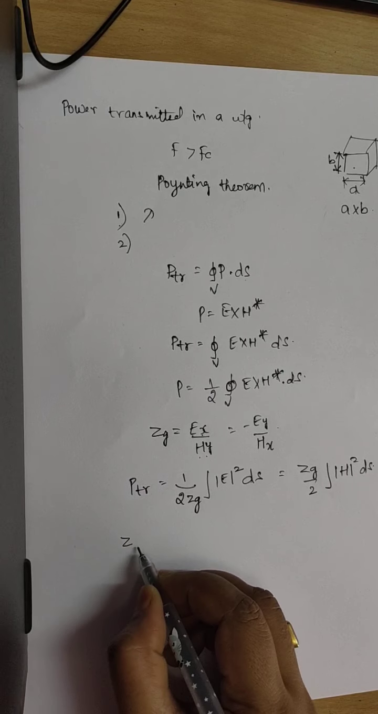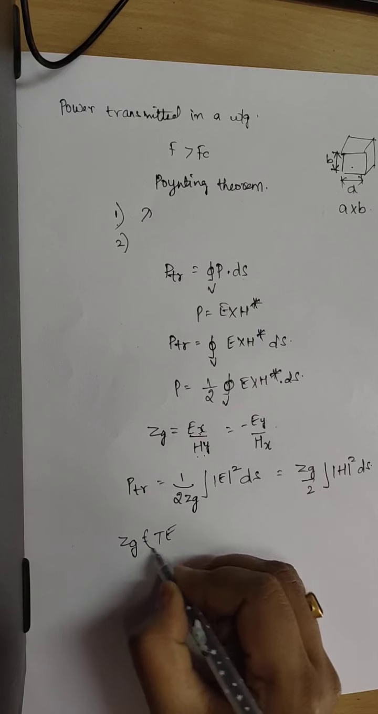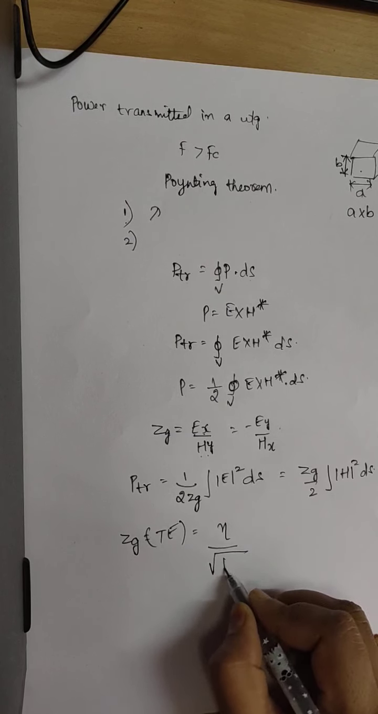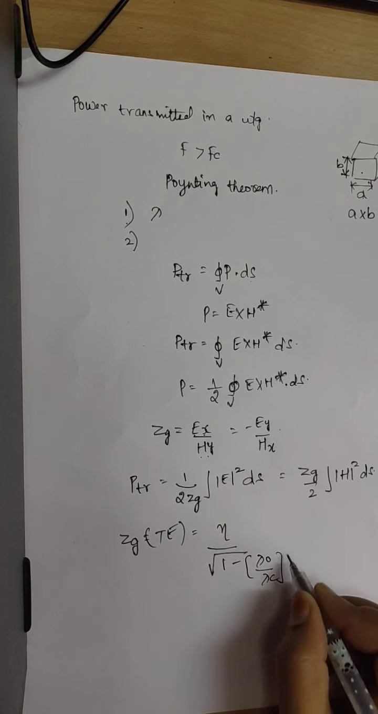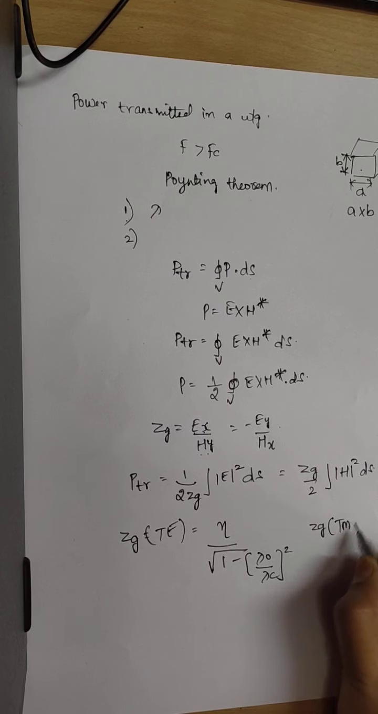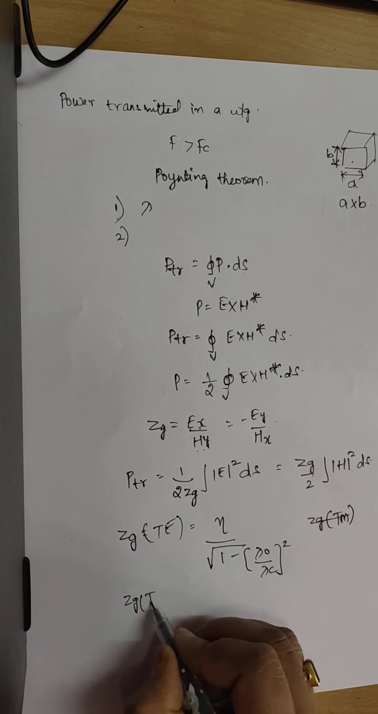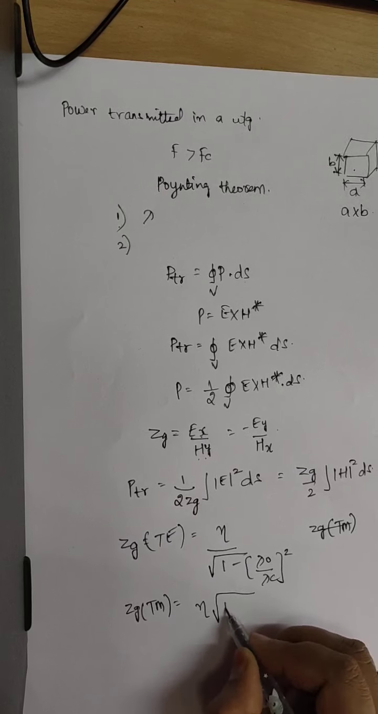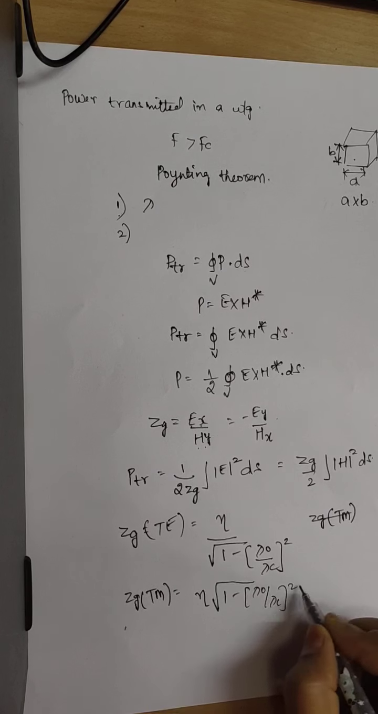The waveguide impedance for TE is eta by square root of 1 minus lambda naught by lambda c whole square. And the waveguide impedance for TM is eta times the square root of 1 minus lambda naught by lambda c whole square.